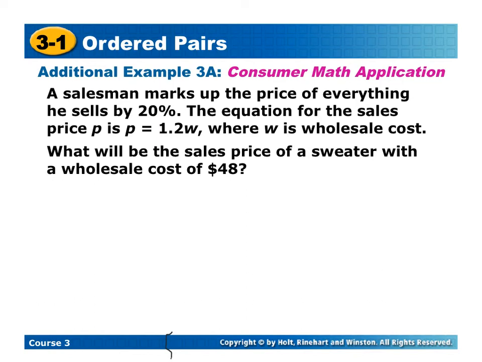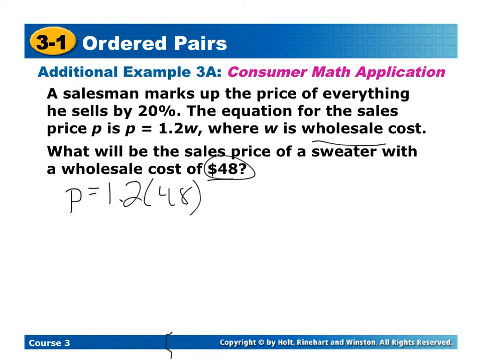Now, there are some real-life applications to how we can create ordered pairs, and they help us solve problems. One such example is a salesman marks up the price of everything he sells by 20%. The equation for the sales price, P, is equal to 1.2 times W, where W is the wholesale cost. So we want to know what will be the sale price of a sweater with a wholesale cost of $48. So we use that equation. P is equal to, because we don't know what P is, 1.2 times the price of our sweater, which is $48.